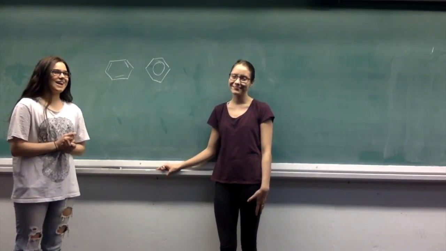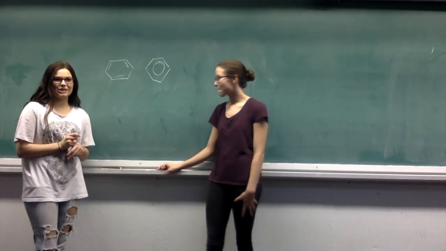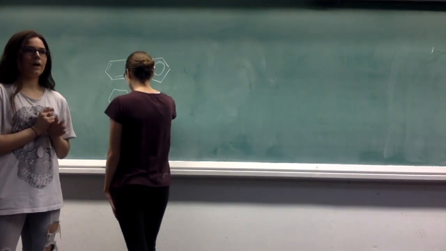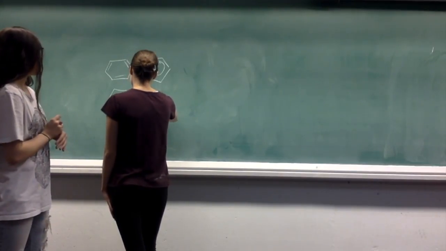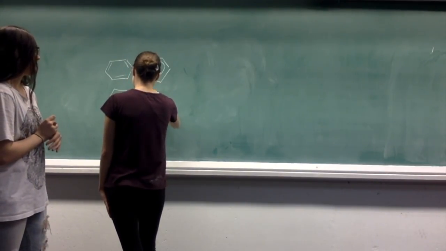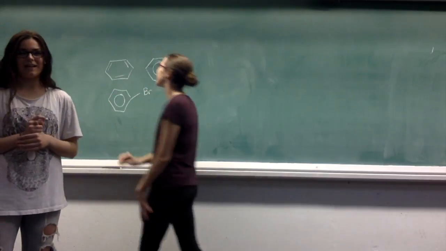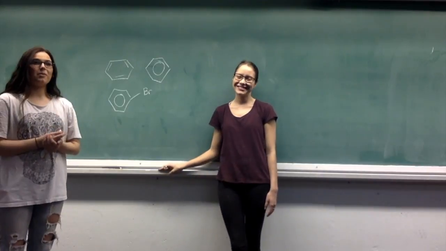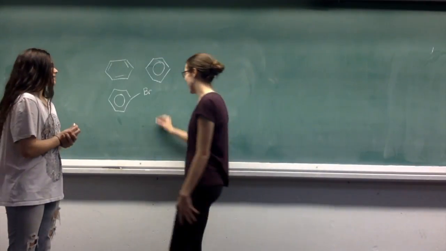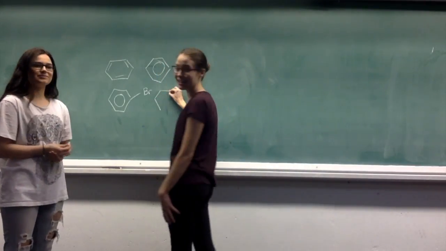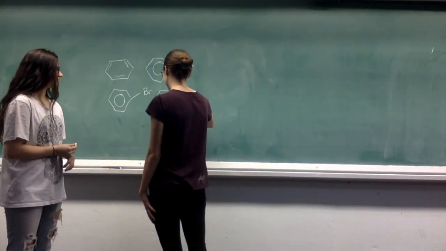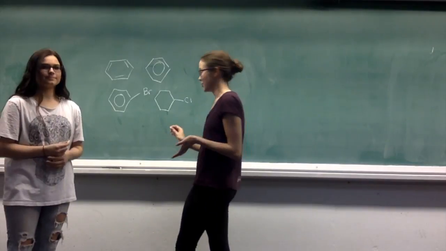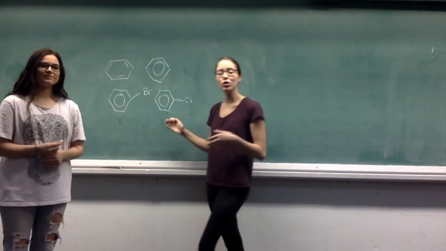So when you just have one thing attached to the ring, you name it according to its substituent. So for example, if you have a bromine attached to a benzene ring, like so, you would name it bromobenzene. Now, say you have a chlorine attached to the benzene ring, and it doesn't matter at which point since it's only a single substituent, you would call it chlorobenzene.